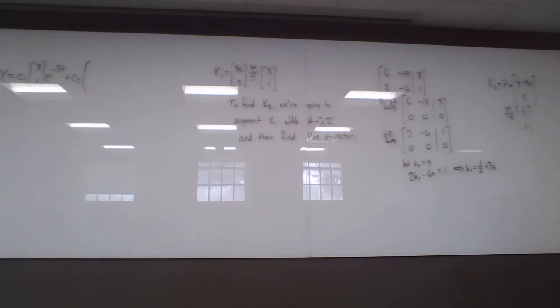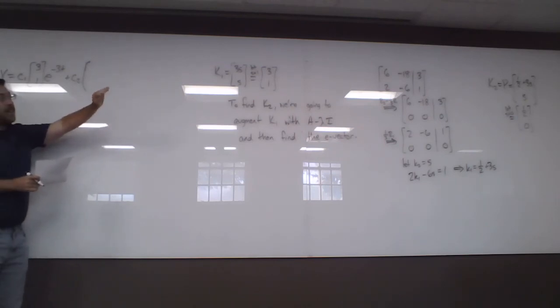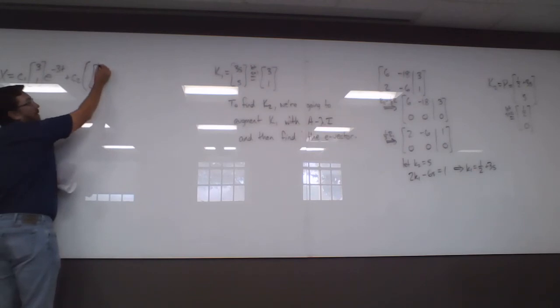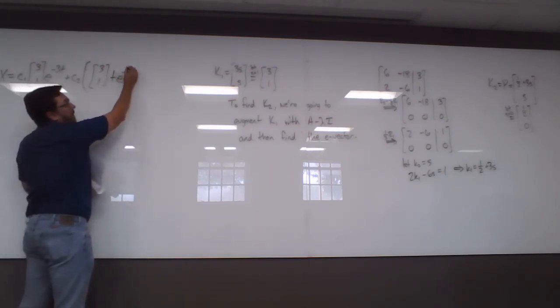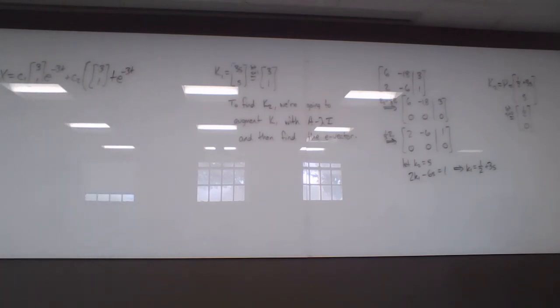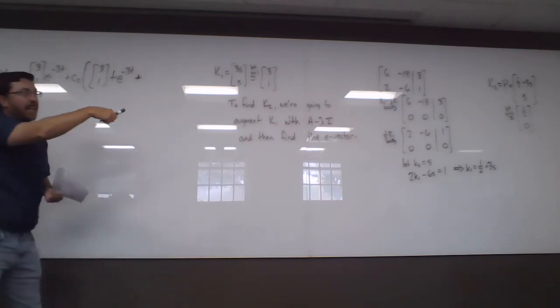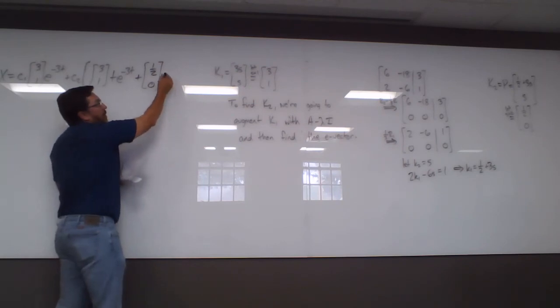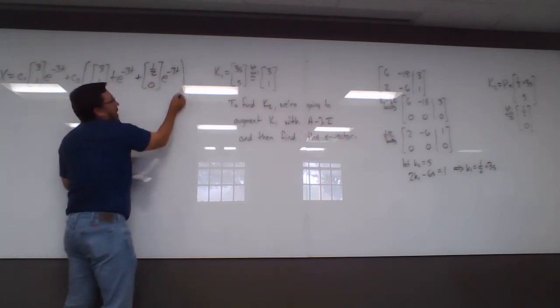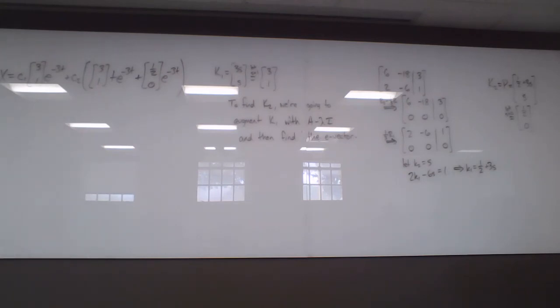I'm going to have C2, and I'm going to use both of these eigenvectors that we found. All right? So in this case, I'm going to use the first one again. I'll have (3, 1). And I have to make that distinct from this first part, so I'm going to multiply by t, and then e to the negative 3t. And then the next part after that, I'm going to use my second eigenvector. So I'm going to have (1/2, 0). And that one doesn't need to be made distinct from the other one because it's already distinct with that eigenvector. So it's just times e to the negative 3t. Right?